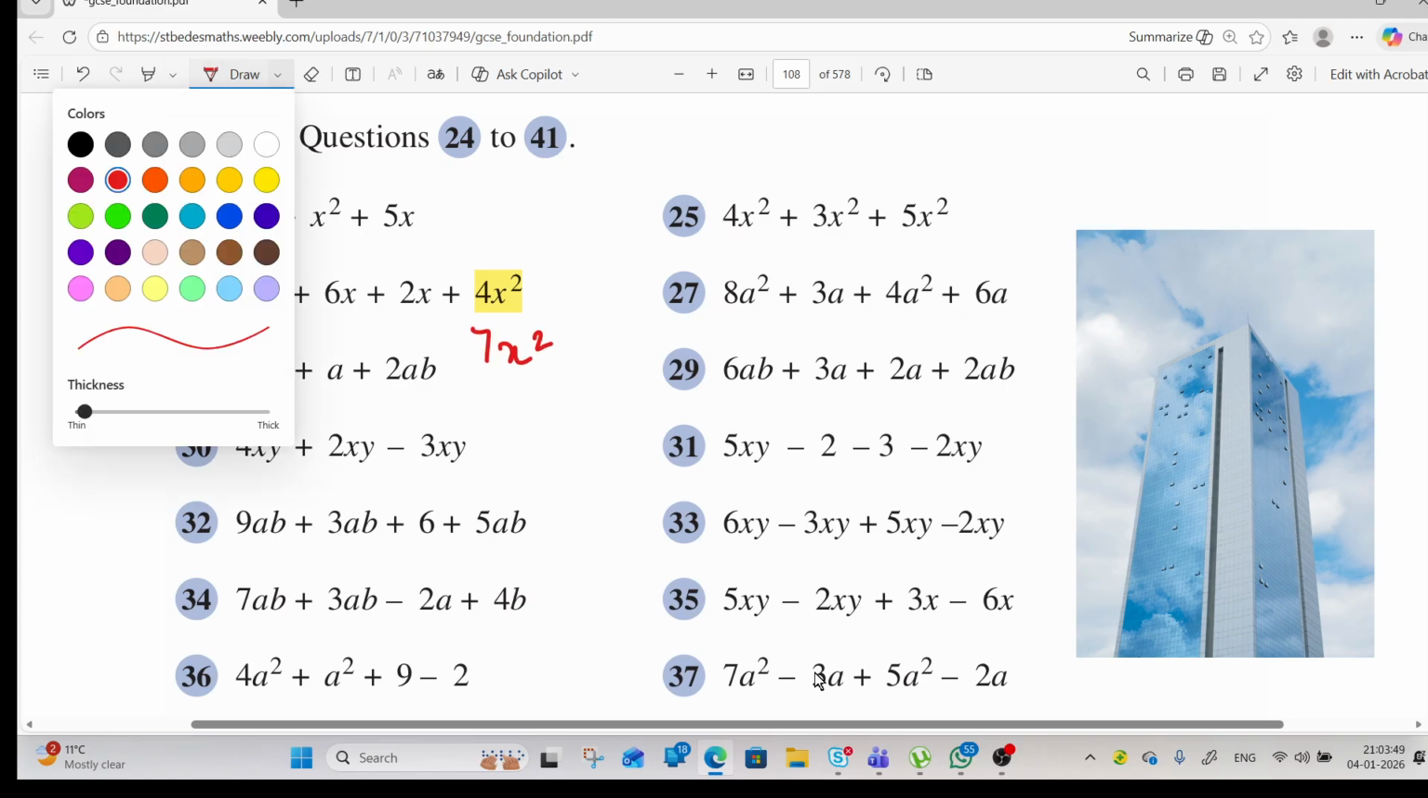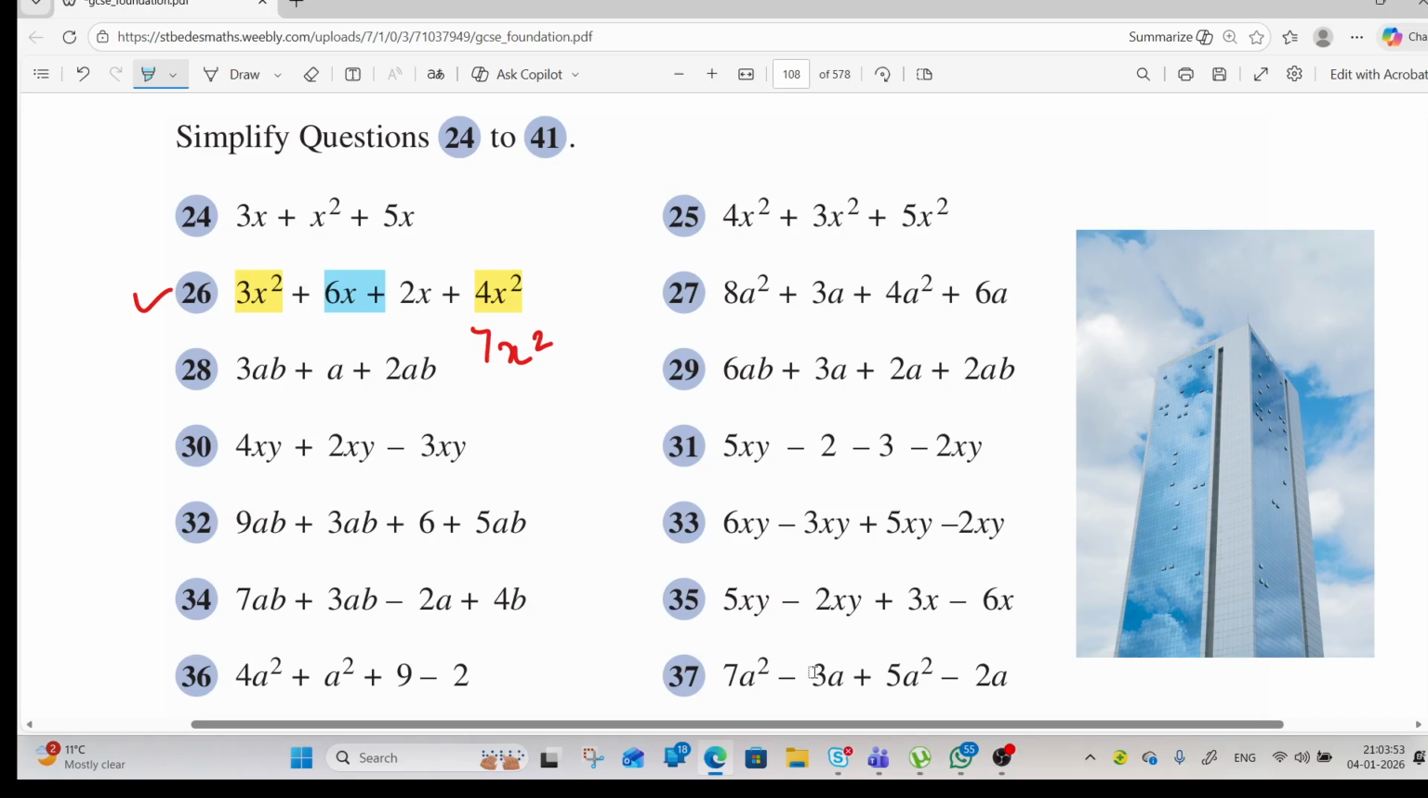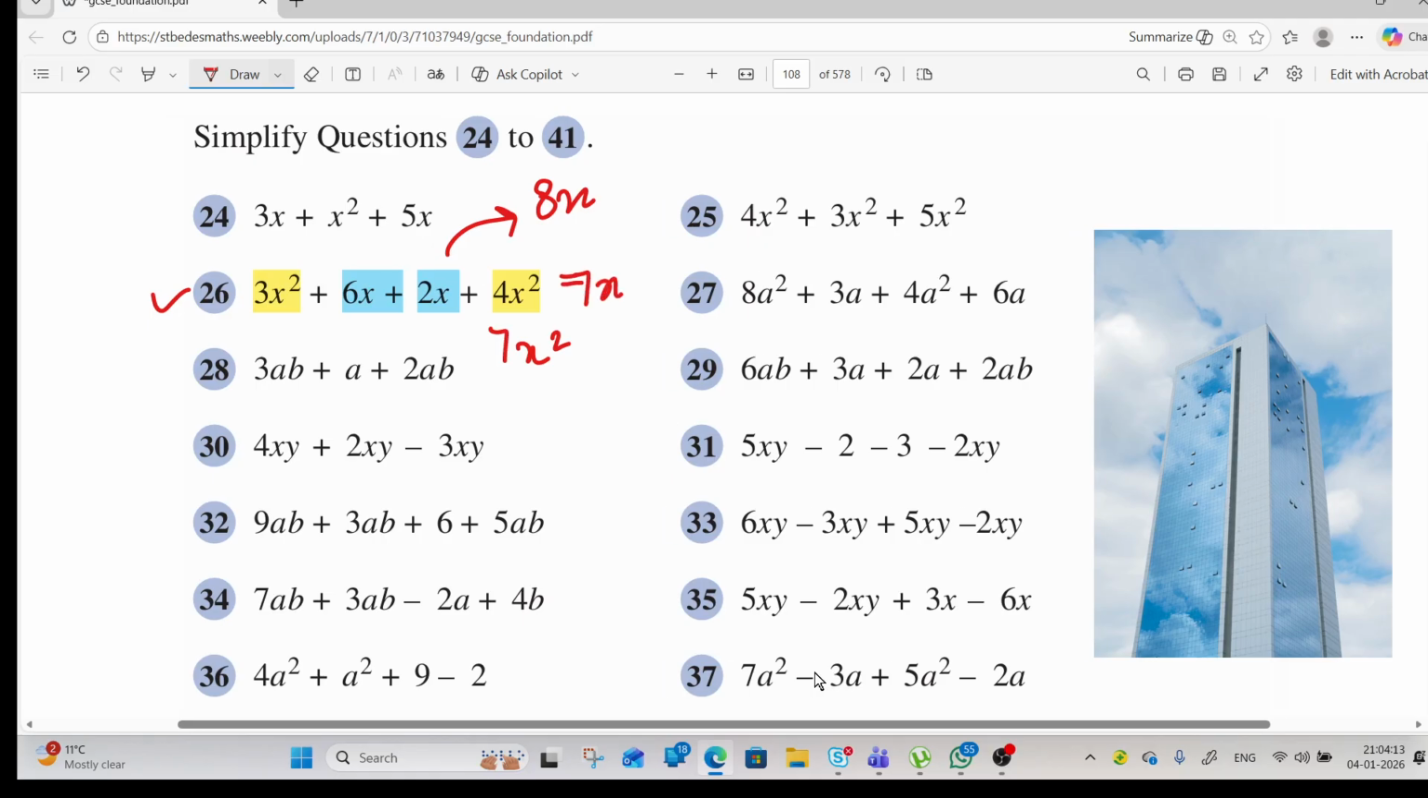Then what are the other terms? If you see, these two have x, so these are like terms, which would give you, if you solve them, 8x. So the answer is 7x square plus 8x. Remember, x square and x, they are different. They are not like terms.